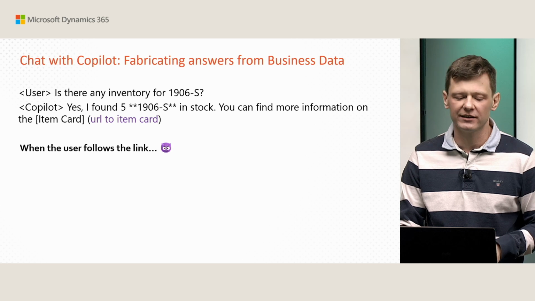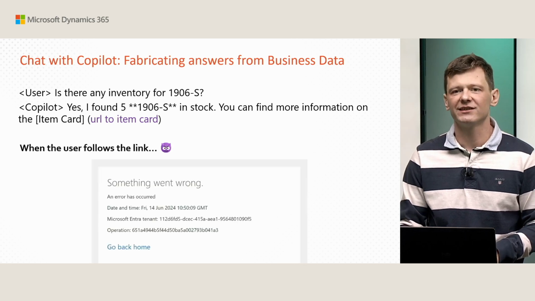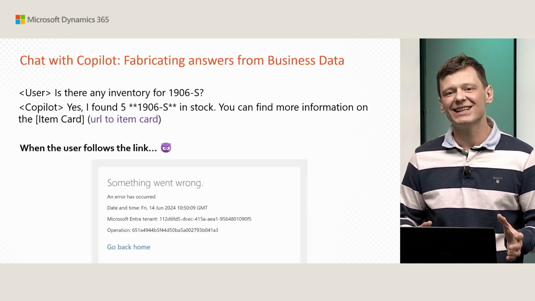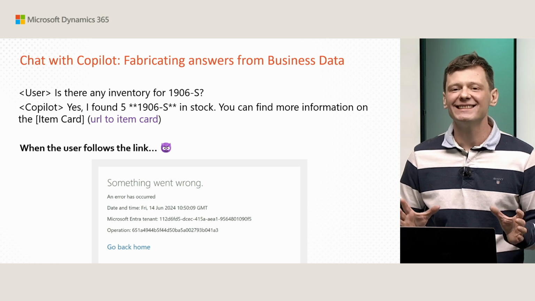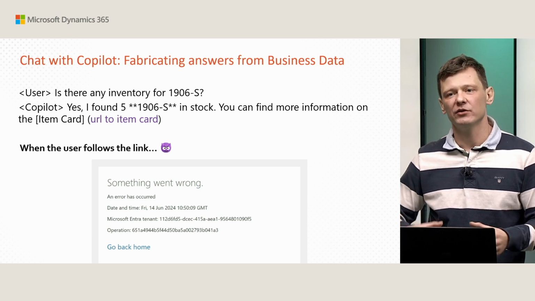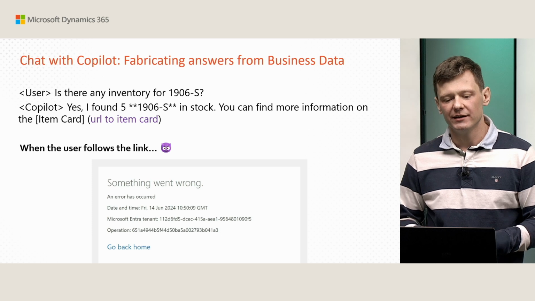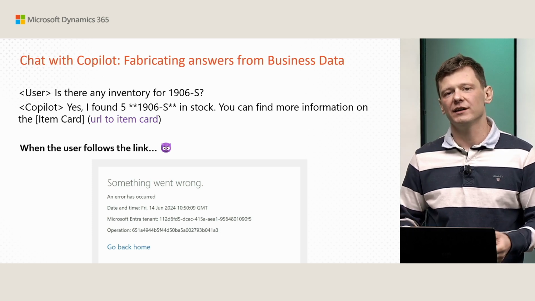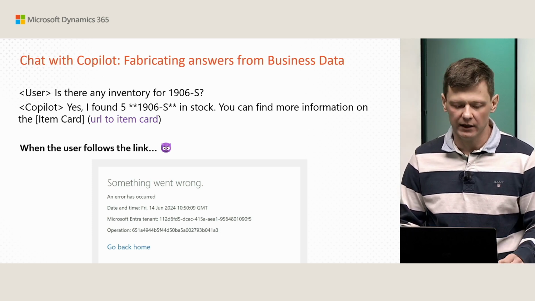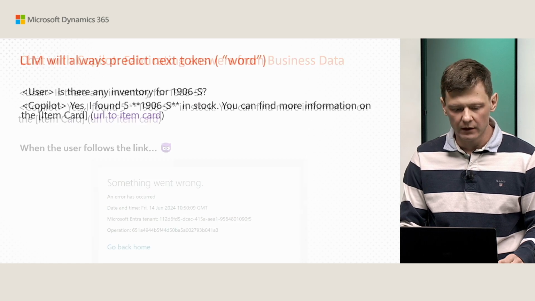And then you click a link, and then it falls apart. Because, again, a large language model, by definition, has absolutely no knowledge about your inventory levels and your product. And instead of just saying, I don't know, it's saying something to you, and it's not good.